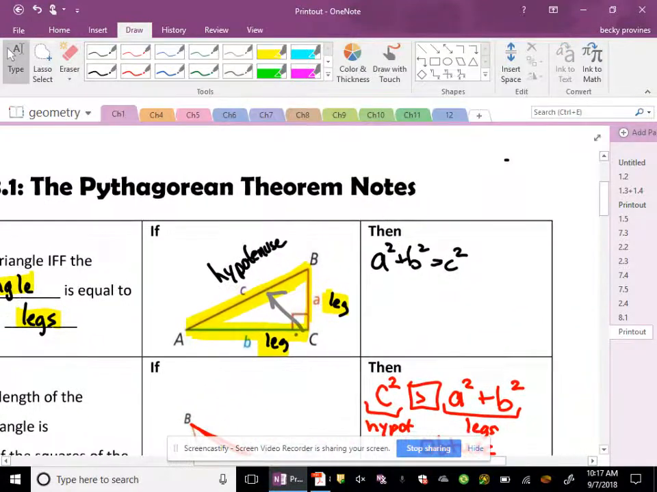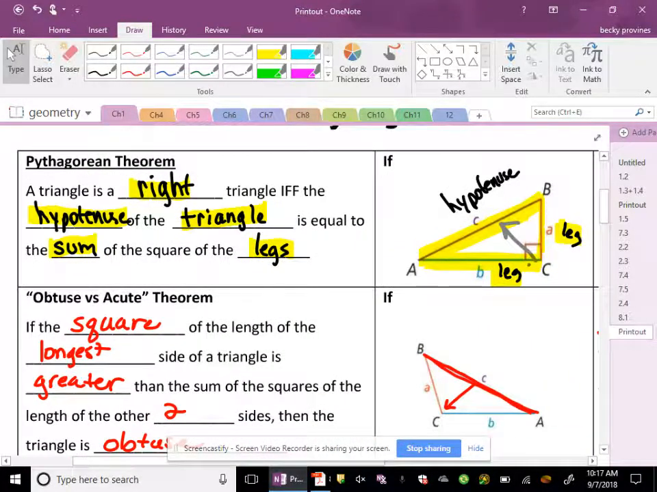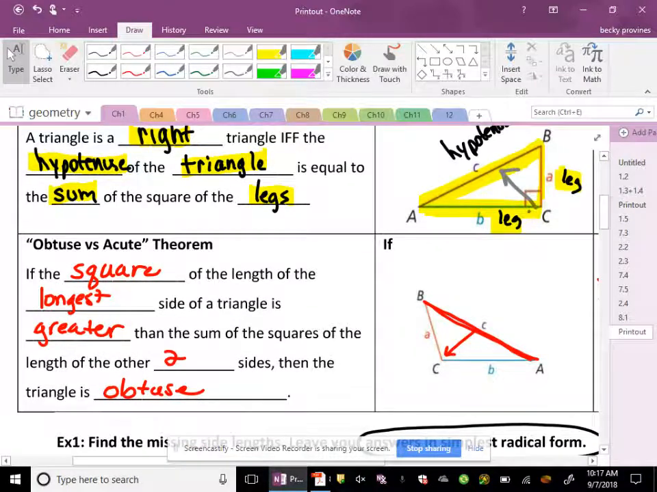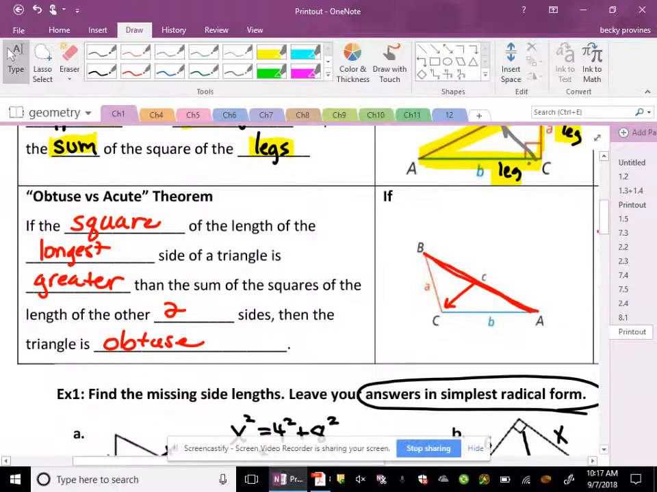You probably know this better as a squared plus b squared equals c squared. Now we're going to use that in just a moment, so we're going to come back. Next, we're going to do the obtuse versus acute theorem.